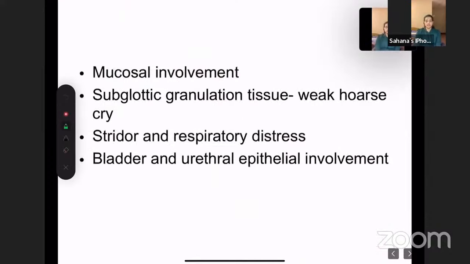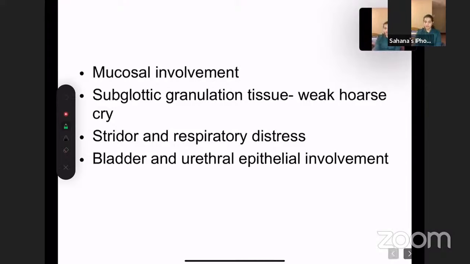Okay. So there is mucosal involvement. This is what makes junctional EB very lethal. There is involvement of the subglottic granulation tissue that leads to a weak hoarse cry. And further, if the granulation tissue progresses, it can lead to stridor and respiratory distress.